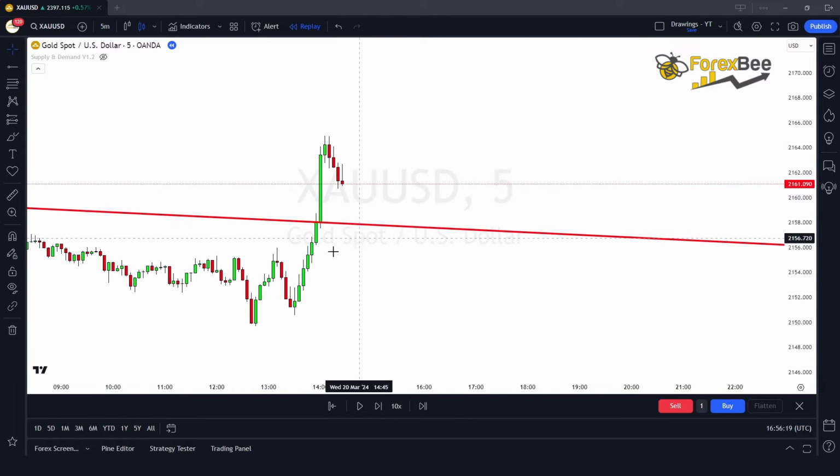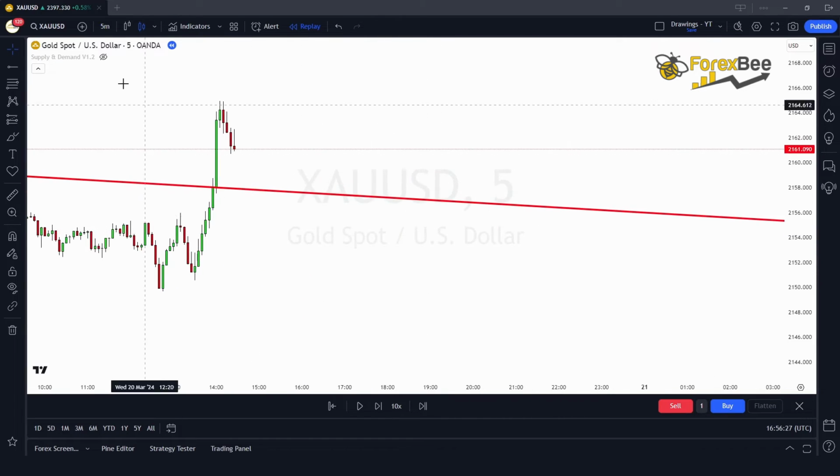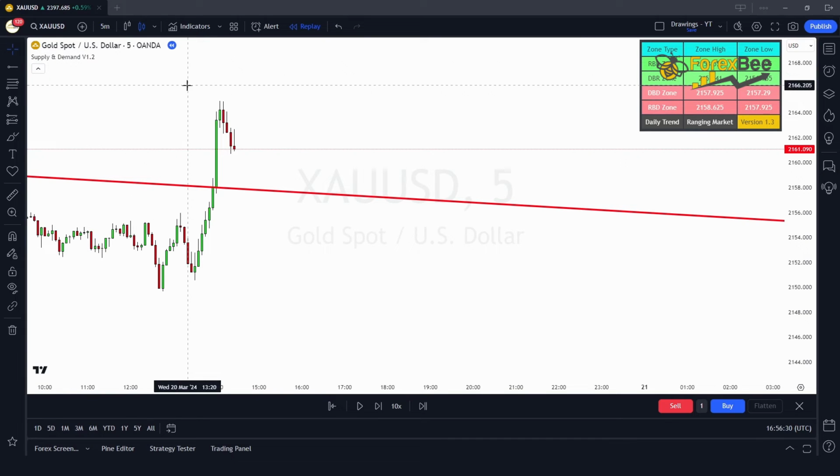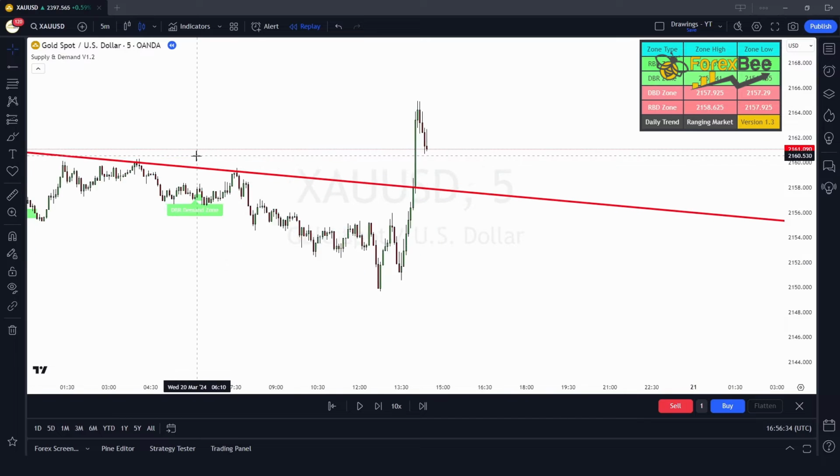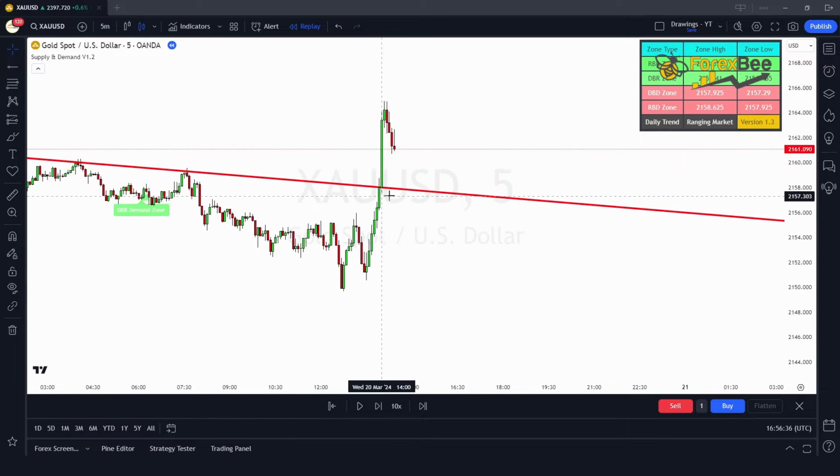Now, since this is a bullish flag pattern, and for bullish chart patterns we are going to take the demand zones only, let me go ahead and apply our supply and demand indicator, and once the indicator is applied, it will show us all the supply and demand zones forming on the chart.